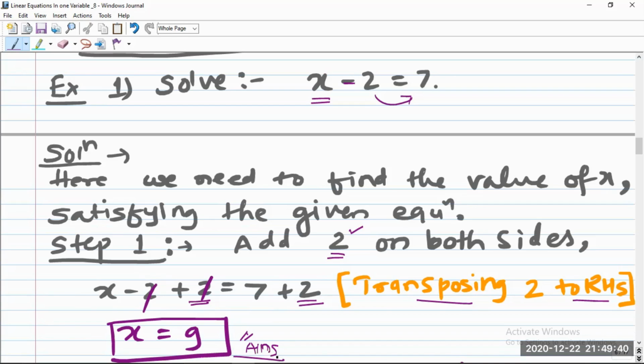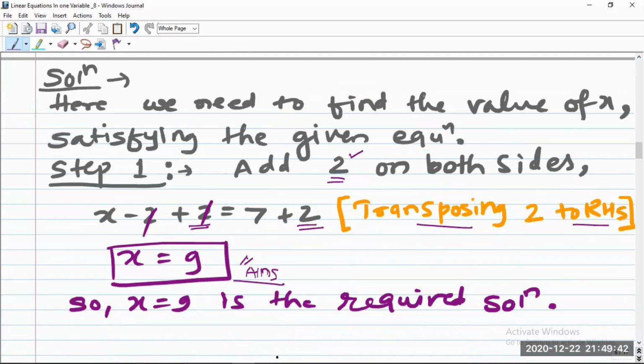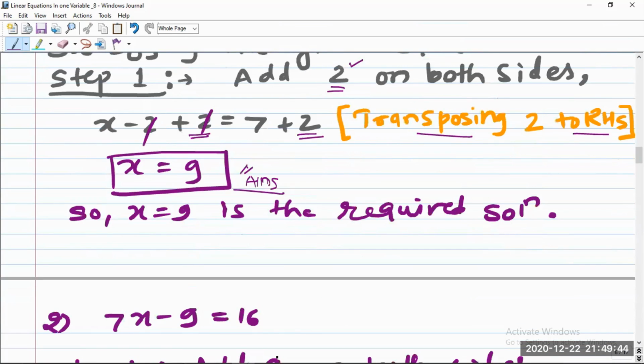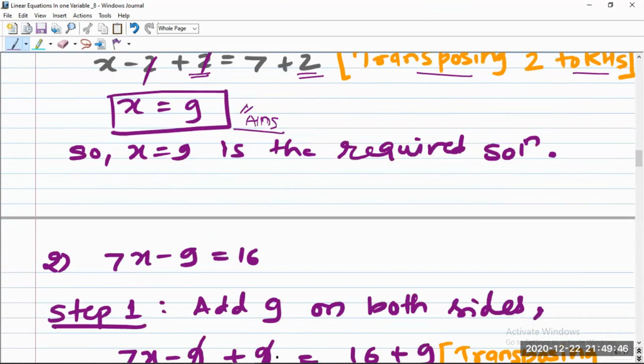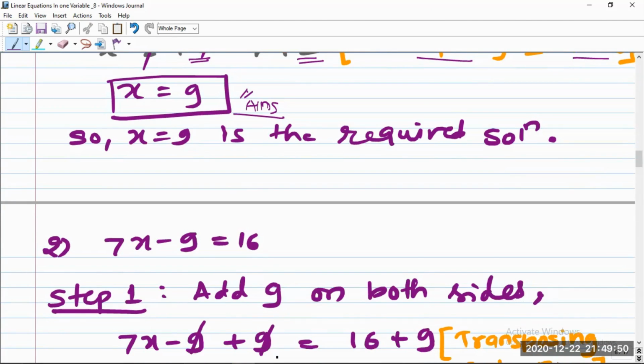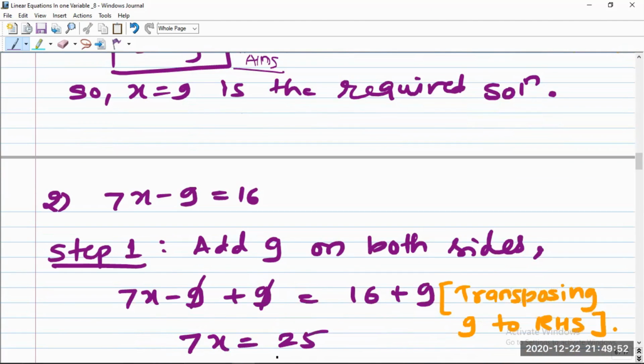Now let's move ahead. The second one: let us solve the equation 7x minus 9 equal to 16. So see step 1. What do we need to do here? First we transfer the constant with the term of x to the other side, if it is there.